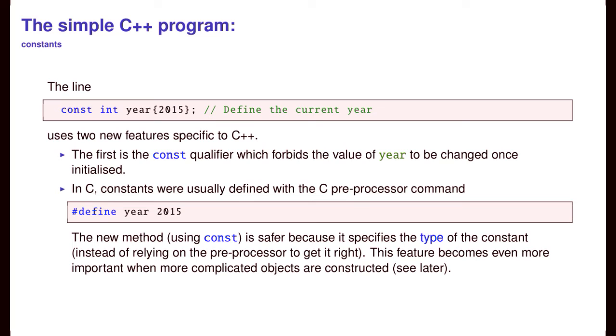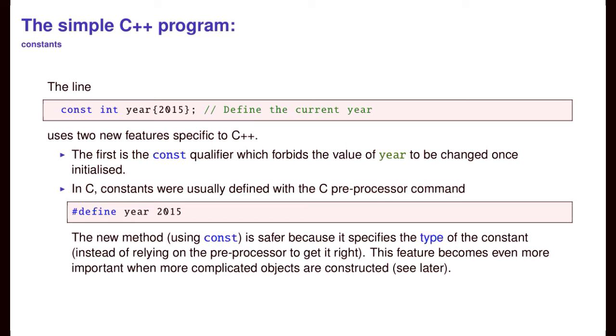Now the line const int year{2015} uses two new features which are specific to C++. The first one is the const qualifier, which forbids the value of year to be changed once we have initialized it to 2015. In C, constants are usually done by the C preprocessor command #define. The problem with that is that it is an untyped operation, so it doesn't tell me that year is actually an integer. It will make it a constant, but it makes it much harder to work with. So we really would like to understand that year is an integer.